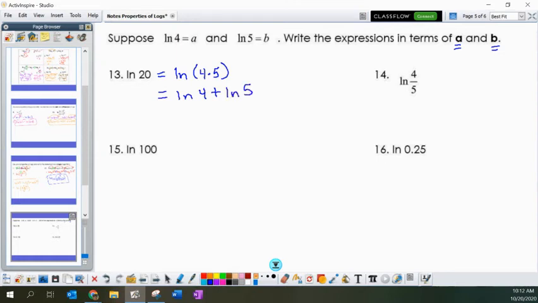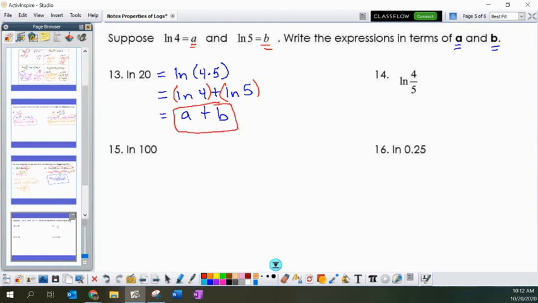And then, of course, they told us the natural log of 4 equals a, and the natural log of 5 equals b. So I just substitute those in there. And this is what I said. This was just a contrived practice to get us to practice splitting things apart and expressing them in terms of a and b. Okay, so I just substituted those in there: a plus b.